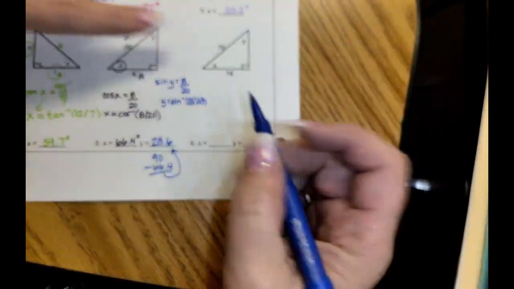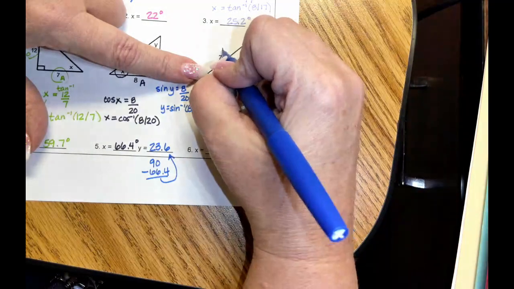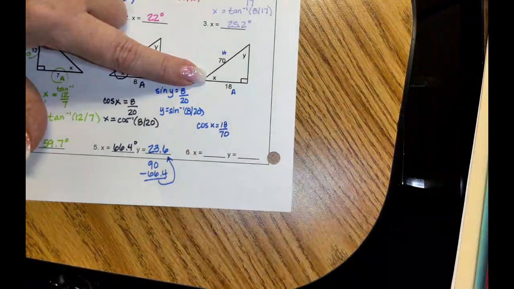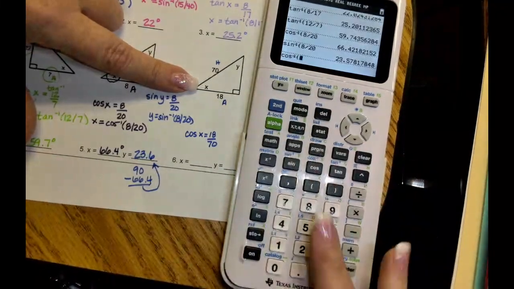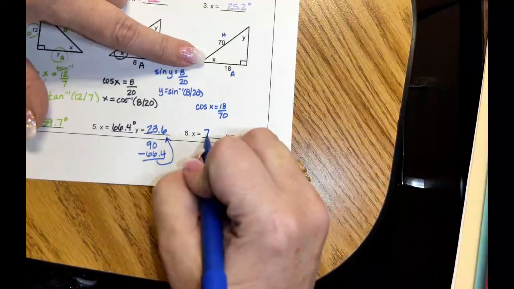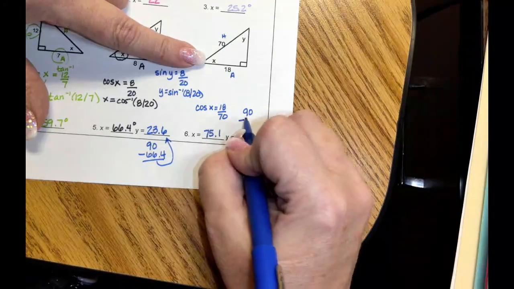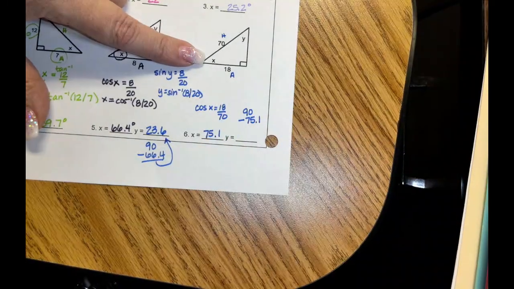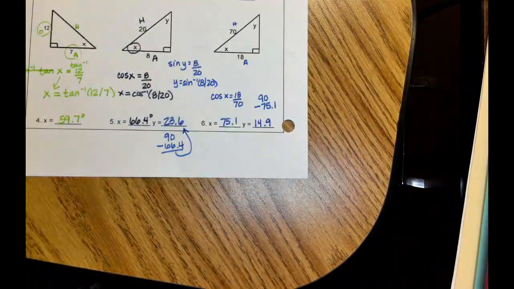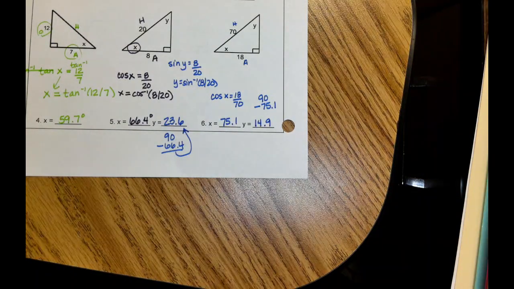We can do the same thing here. If I use x, this is adjacent, this is hypotenuse. The cosine of x is equal to 18 over 70. I take the inverse cosine of 18 divided by 70, which is 75.1. I trust that I did that correctly, so if I take 90 and subtract 75.1, I get 14.9. And if I were to do the inverse sine of 18 over 70, I would also get 14.9. Occasionally, you might have a little bit of an error based on rounding. That can happen sometimes, but it won't happen often.